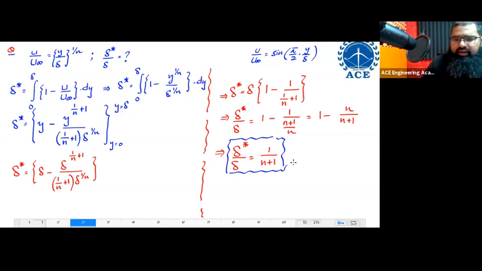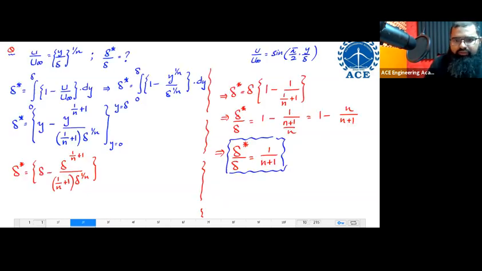Now, let us understand the significance of this particular result. I'm going to create two conclusions from this result. I hope all of you have done along with me. I can't emphasize every time to do questions along with me. If you have interest, you will do it anyway. Now, look at the significance of this particular result in the next slide. Look over here. I have seen that the value of delta star upon delta is equal to 1 upon n plus 1.